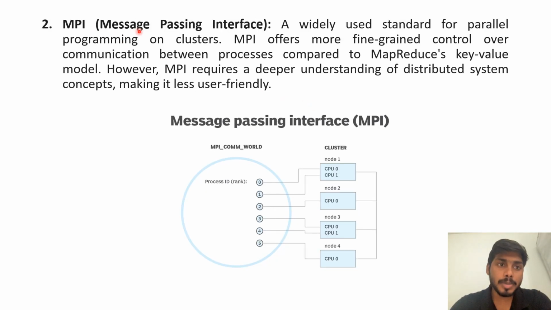MPI is nothing but message passing interface. It is a standard for parallel programming on clusters. MPI offers more fine control over communication between processes compared to the MapReduce key value model. MPI provides more fine grained control, but MPI is not that user friendly compared to MapReduce. It needs deeper understanding of distributed systems concepts.